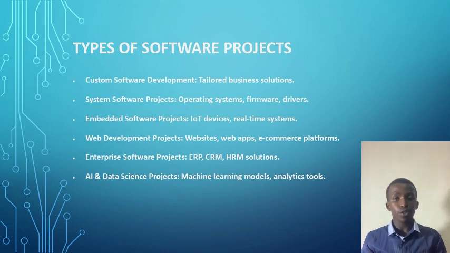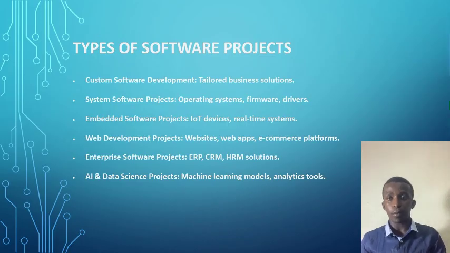Custom software development includes solutions for specific business needs or personal needs. Then system software projects can be operating systems, firmware, and device drivers. Then embedded software projects, we can have software for IoT devices, industrial machines, and real-time systems. Then web development projects are basically websites, web applications, and e-commerce platforms.